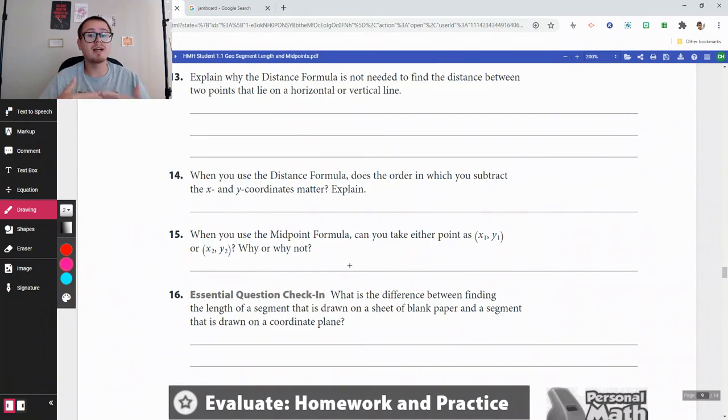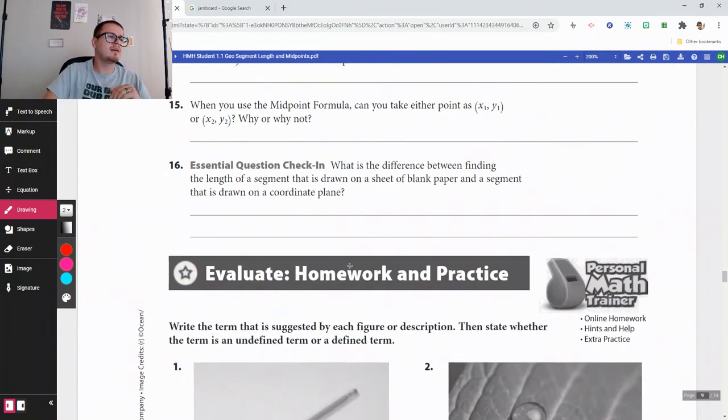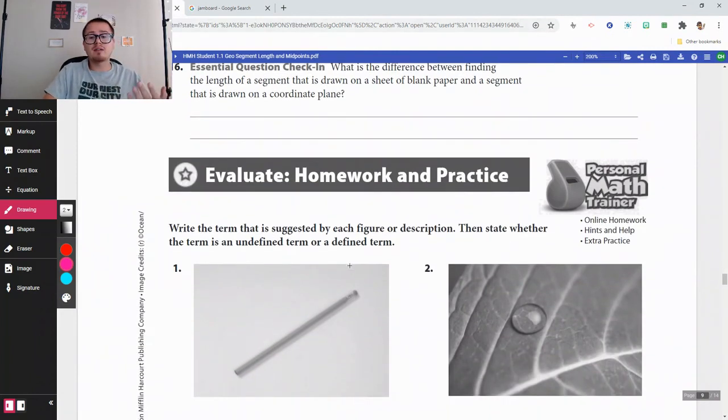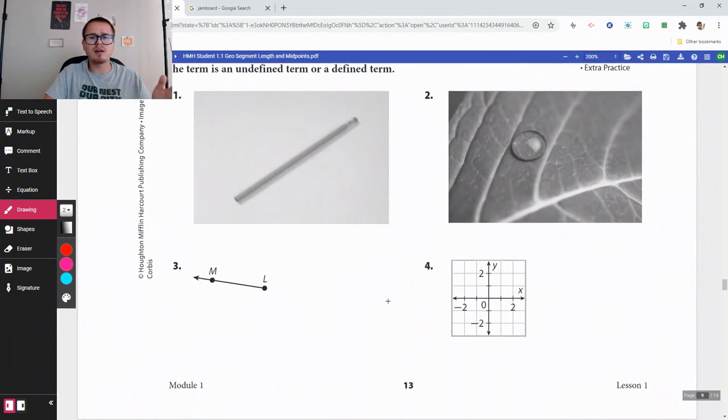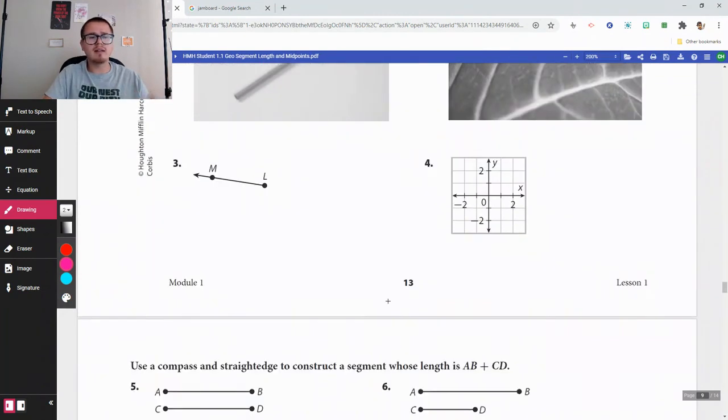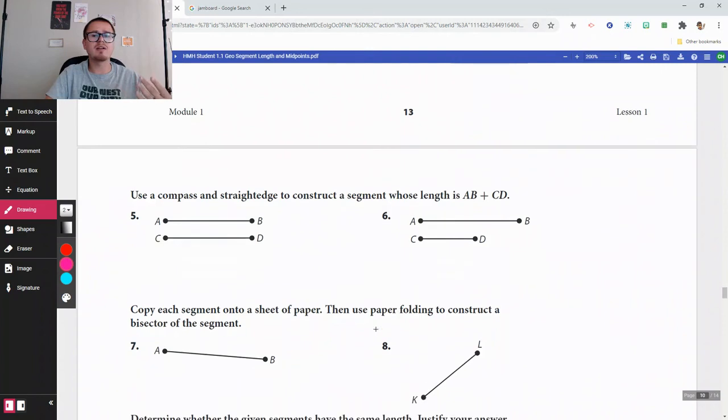That's important. We got to know when we need the tools that we have. When you use the midpoint, it doesn't matter which point you take. And then there's some practice. So I will just scroll through this in case you want to take a look, but I did drop what you need to do in Google Classroom. Remember, the goal is to just make sure you have an understanding of these things.